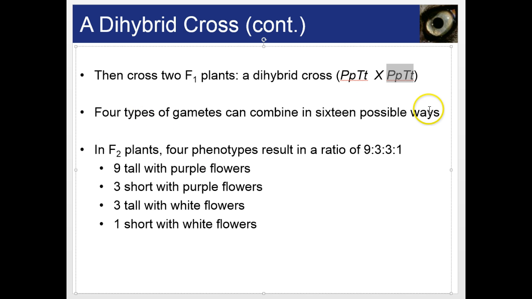And now we get this ratio, 9 to 3 to 3 to 1. 9 will be tall with purple flowers. 3 will be short with purple flowers. 3 will be tall with white flowers. And 1 short with white flowers.